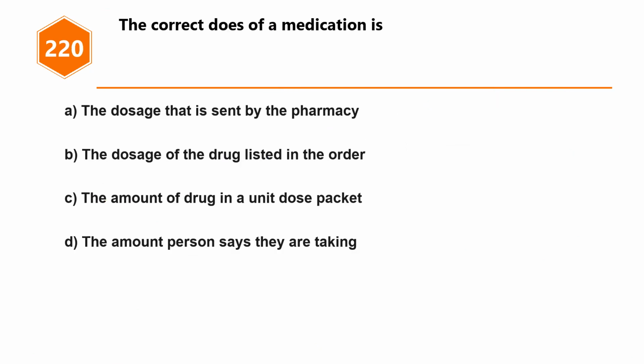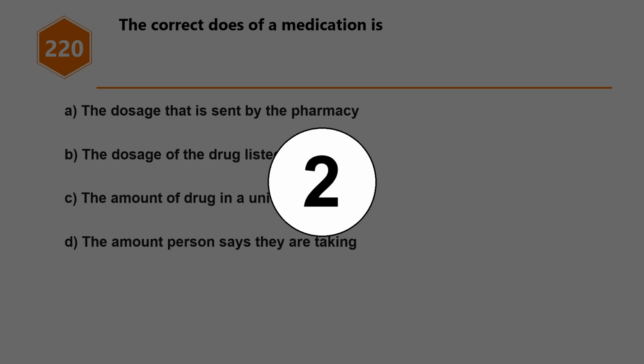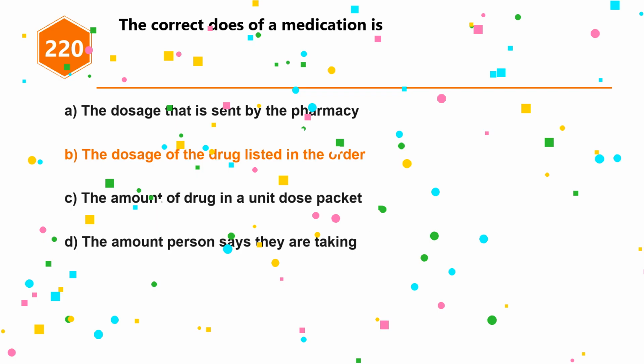Question 220. The correct dose of a medication is: Option A. The dosage that is sent by the pharmacy. Option B. The dosage of the drug listed in the order. Option C. The amount of drug in a unit dose packet. Option D. The amount person says they are taking. The correct answer is option B.